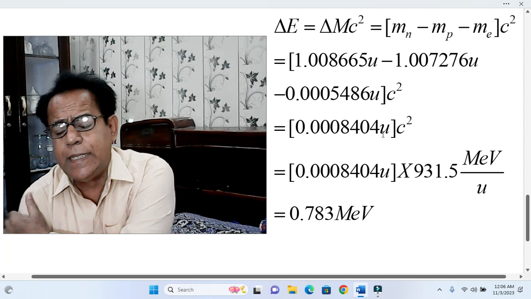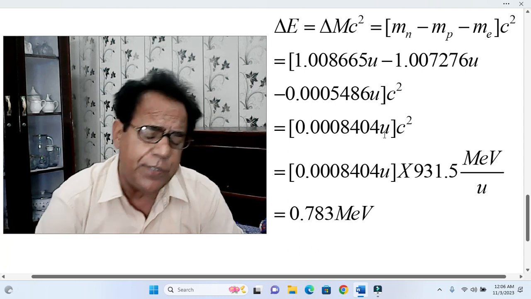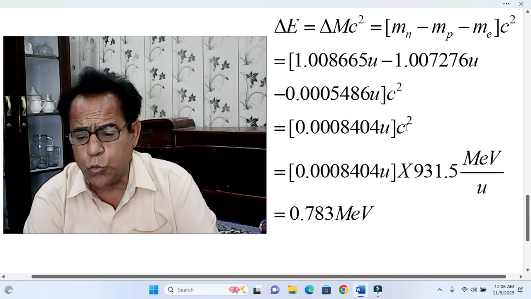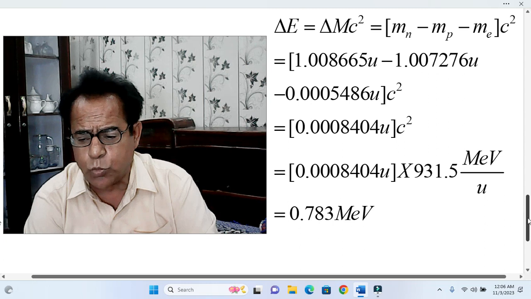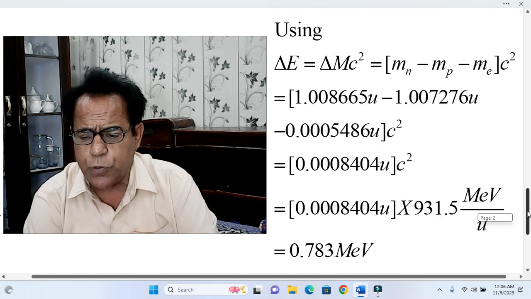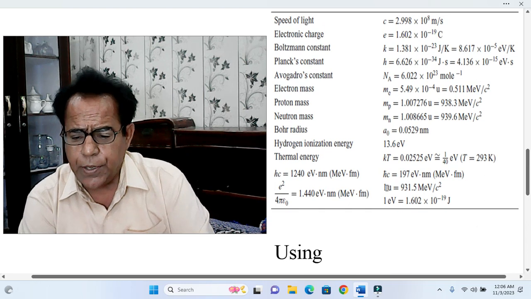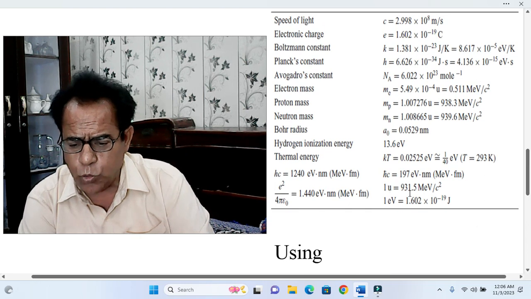The value of c is 3.0 times 10 to the power 8 meters per second, but here we are going to use the value of c squared in terms of million electron volts per u. Now we move to the table. Here one atomic mass unit is equal to 931.5 million electron volts over c squared.